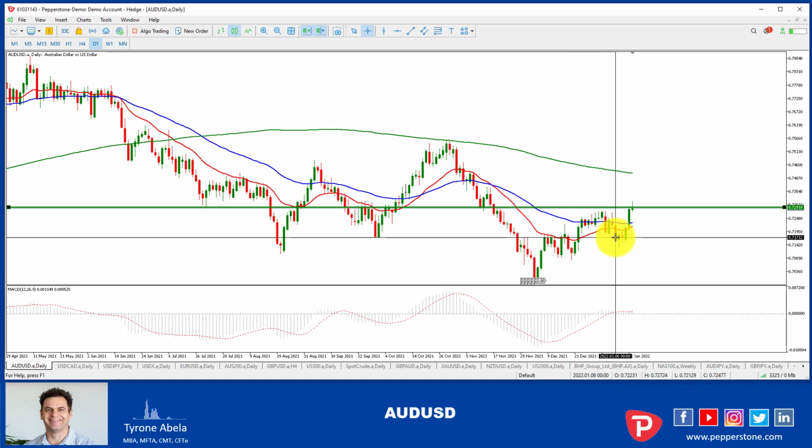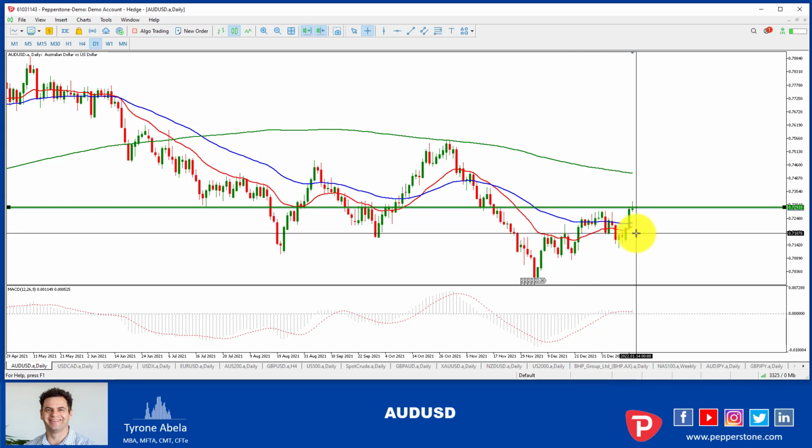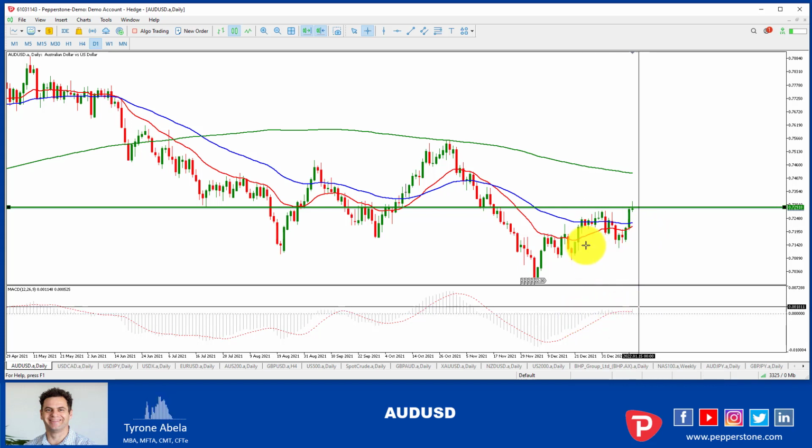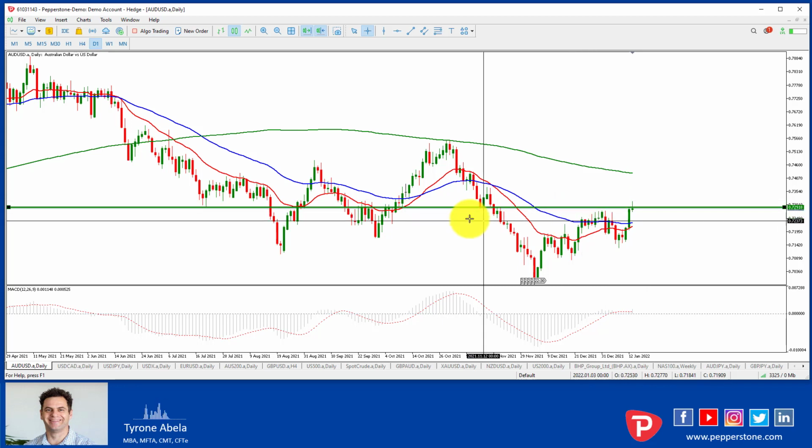But in order to do that, of course, it's got to break the moving averages, both of them, the 20 and the 50. So it's got a lot of work to do to go down. And the MACD has certainly moved up past the zero line now on the daily. So a pretty important time frame.